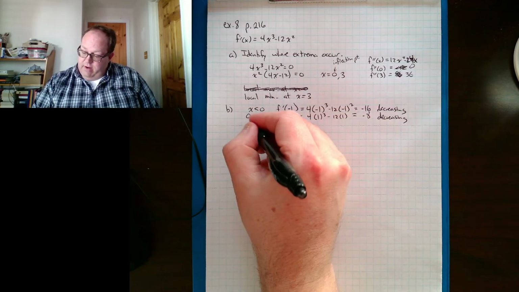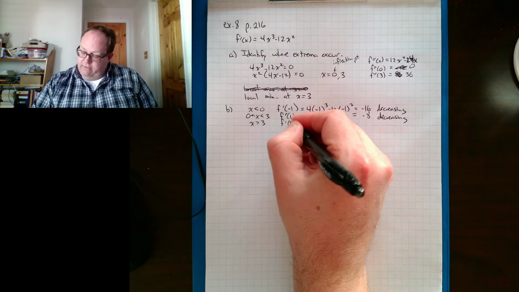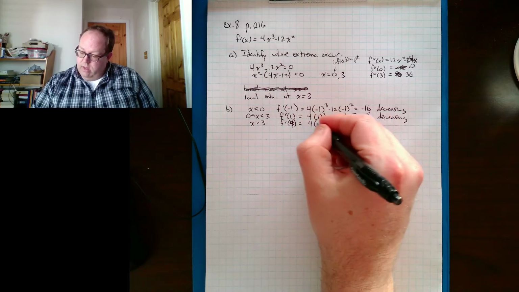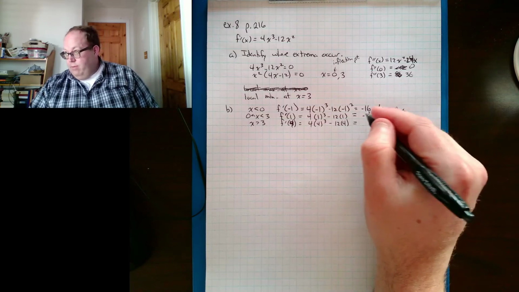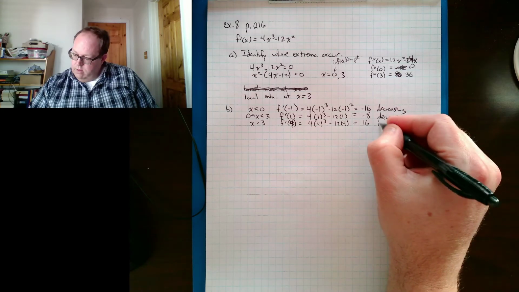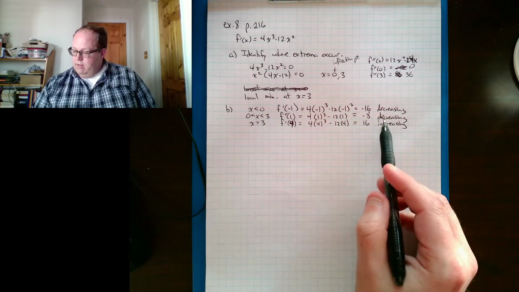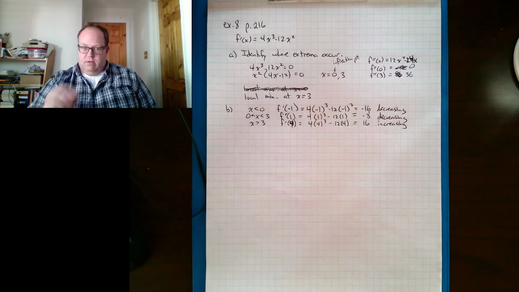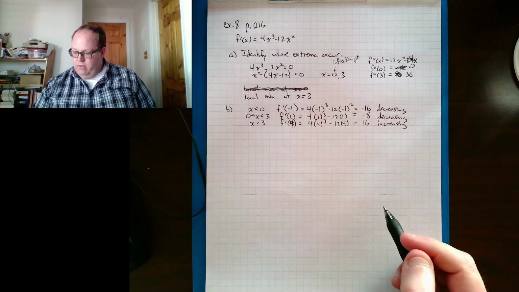Back down to here, for x values greater than 3, my first derivative at, say, 4 would equal 4 times 4 cubed minus 12 times 4, which is going to be 64 minus 48, which is going to be positive 16, or increasing. So on either side of 3, it's decreasing and then increasing. So that is going to be a minimum value, which is what we found before.